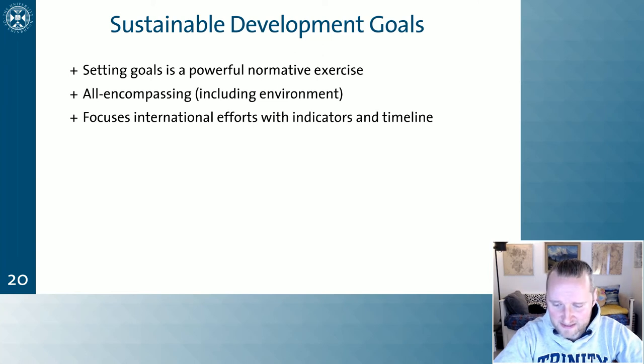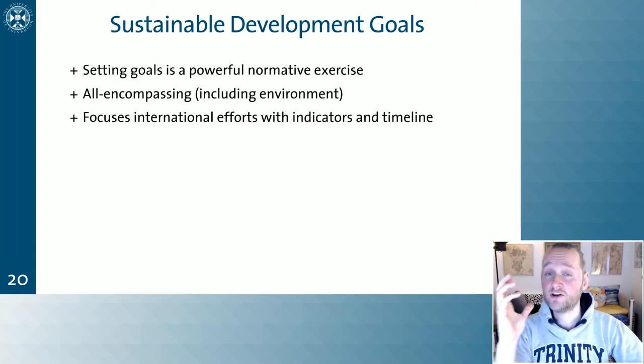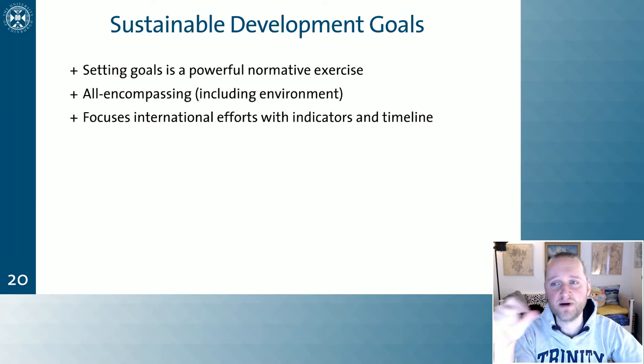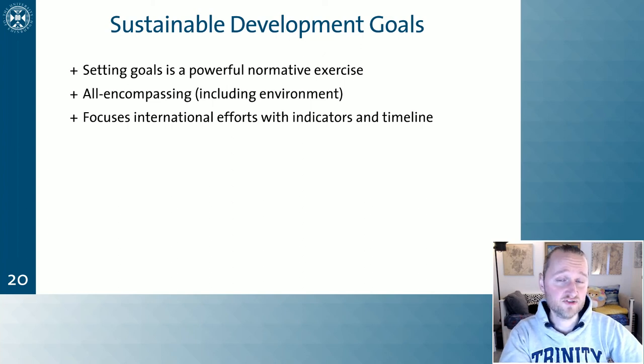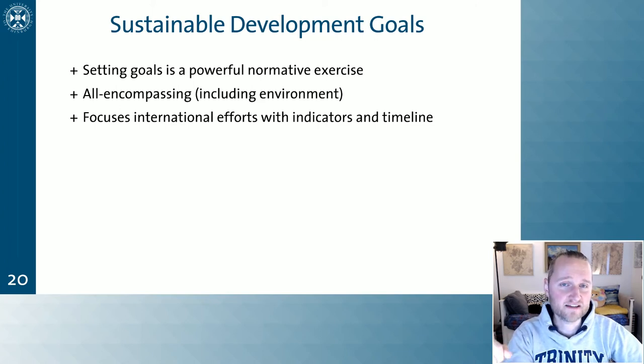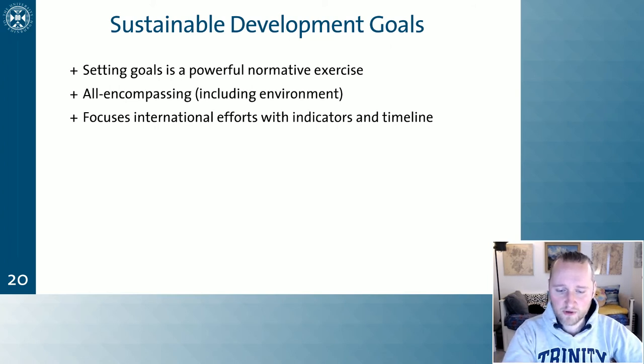Now, you might ask, well, what does that actually do? What good is it that we now have 17 SDGs? What difference does it make? Well, I would argue that on the positive side with the SDGs, setting goals is a really powerful normative exercise. So getting everyone to agree that those were the goals that we were working towards, and that there were indicators attached to those goals that we were committed to reaching, that is a powerful normative exercise. It's hard to afterwards argue that A, something had been disregarded, or B, that there was something in there that didn't belong in there.